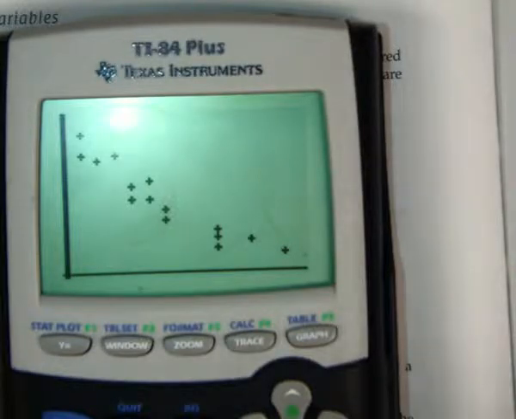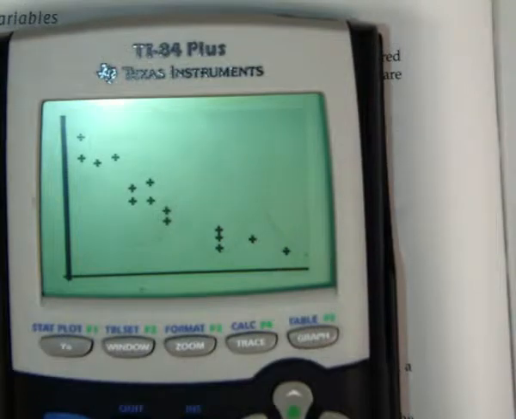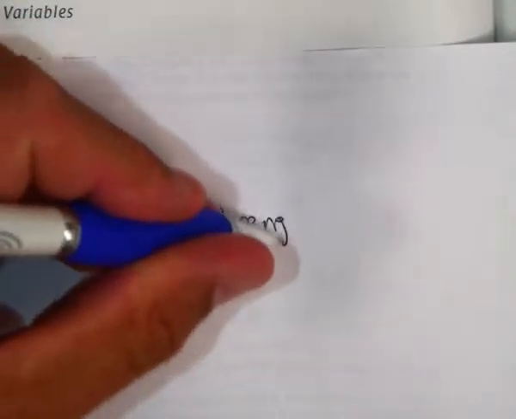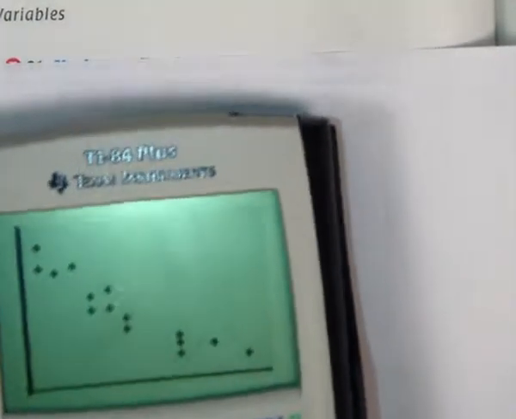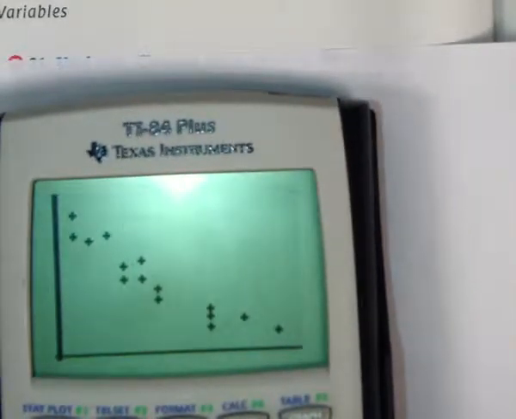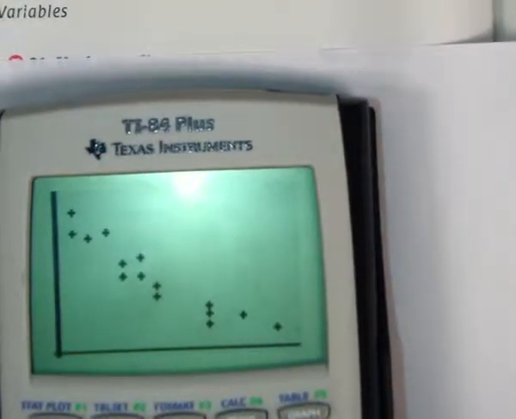Now in problem B, it talks about the association. So we always want to talk about four things: strength. If I had to talk about strength, I would say that's pretty strong. Okay, that's a pretty strong association. Okay, form.